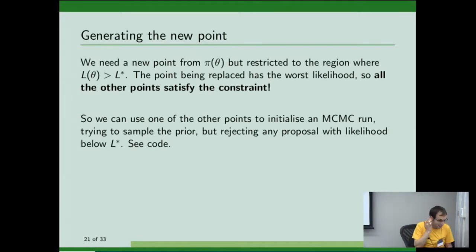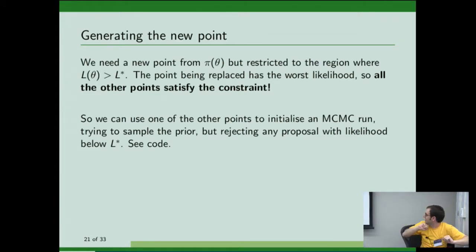A method that is terrible would be to just generate points from the prior and then see if the likelihood is good enough. Don't do that. The easiest method, which was the original suggestion in the nested sampling paper, works better than it sounds like it's going to work: you take one of the other points that wasn't the discarded point. By definition their likelihoods satisfy the constraint, because they weren't the worst point, so their likelihood has to be higher.